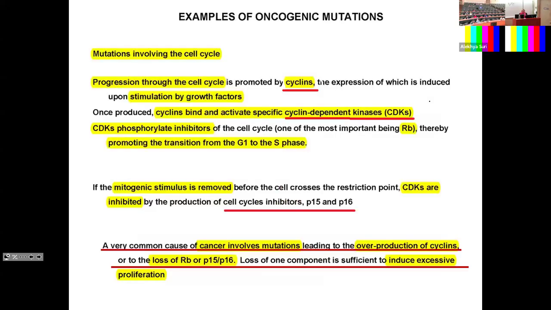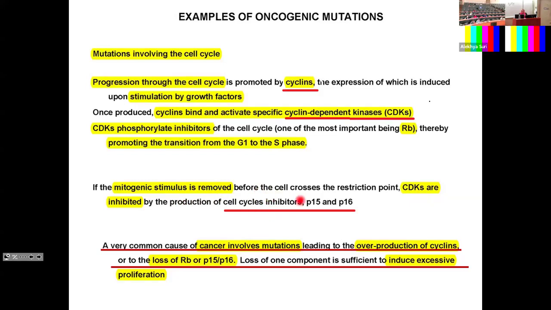Okay. So this is a summary of what we said before, right? So we have the cyclin decay, and then the phosphorylated inhibitor. So then they are released by the retinoblastoma and then promote the transition between G1 and the S phase. So if the mitogenic stimulus is removed, then there is a dysregulation, and the CDKs are inhibited by these inhibitors of the cell cycle.